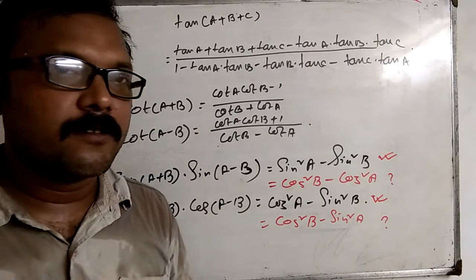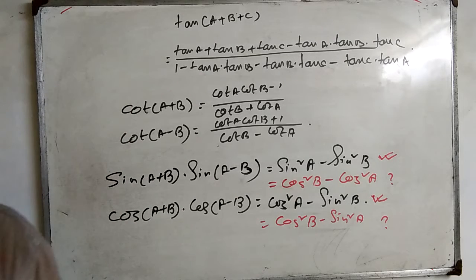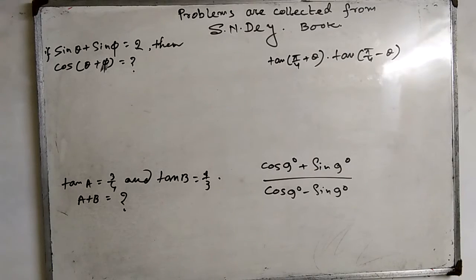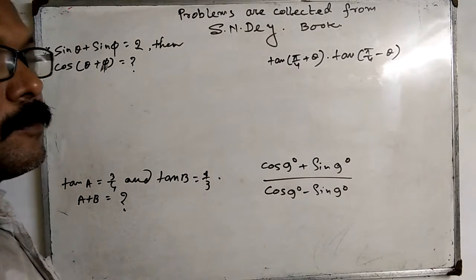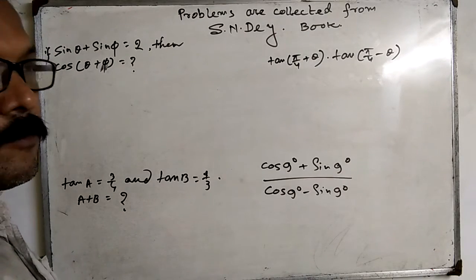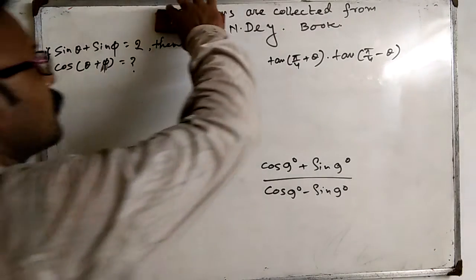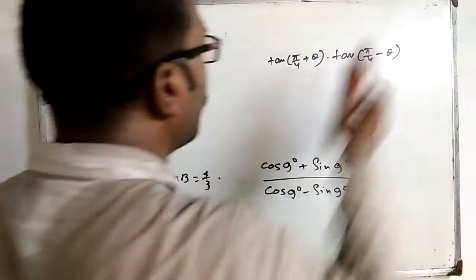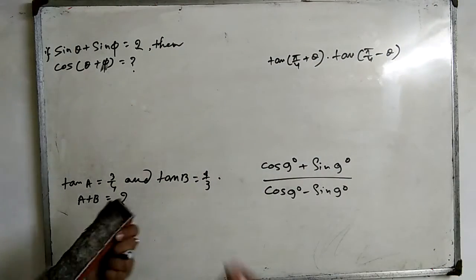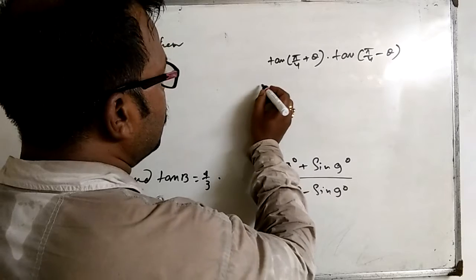Now I start the problems on compound angle. Problems are collected from the SN book. Now, first problem: tan of pi by 4 plus theta into tan of pi by 4 minus theta.